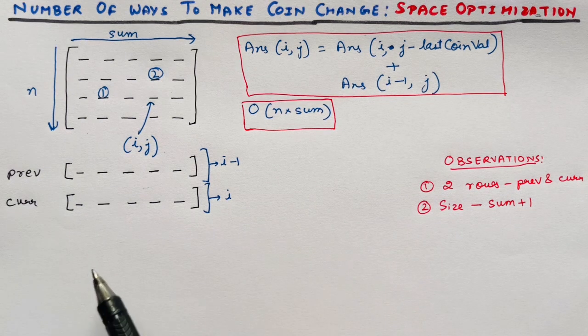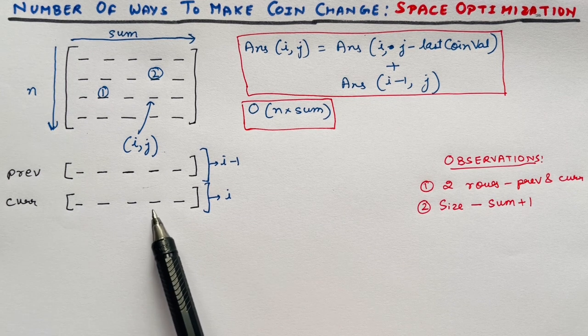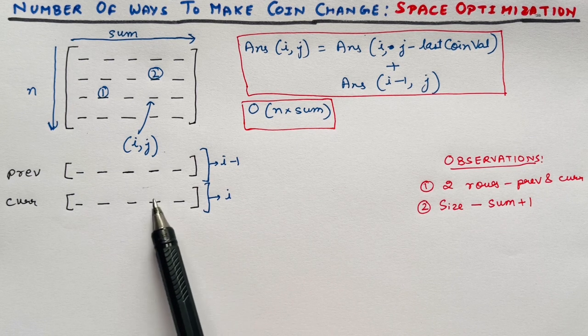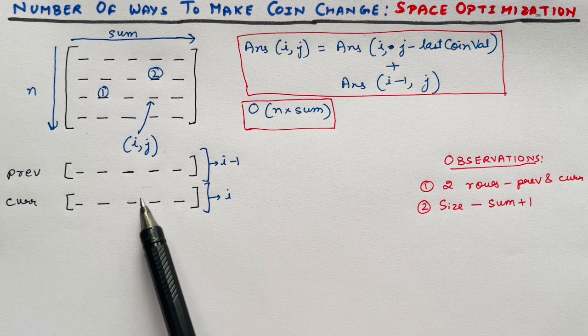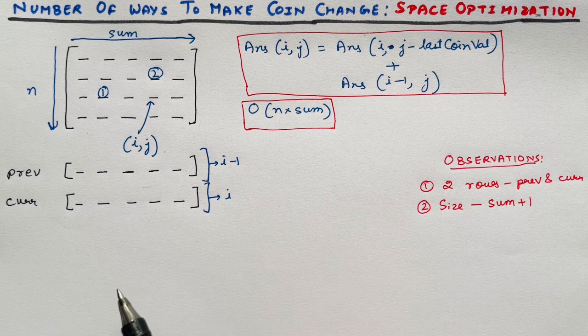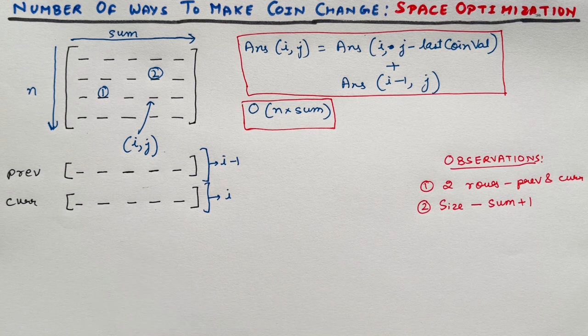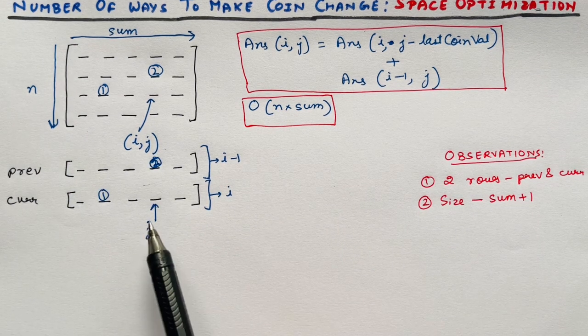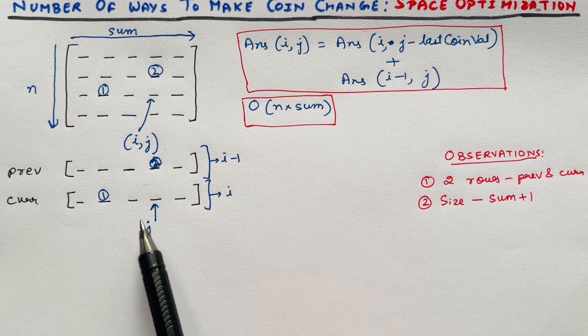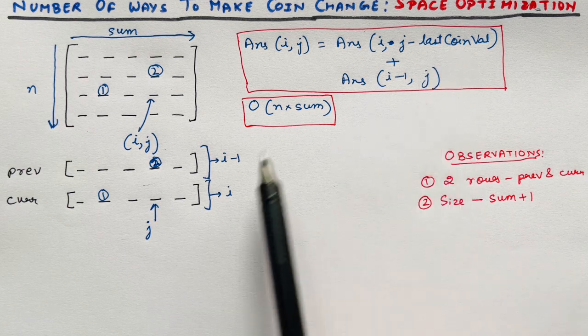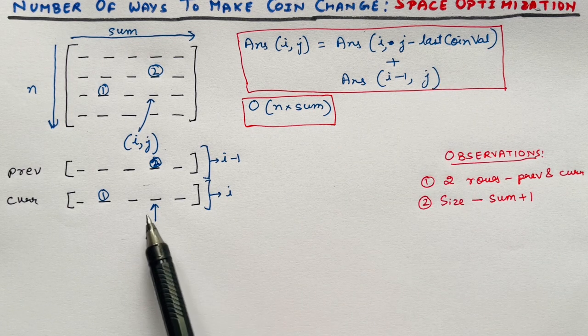Now let's see what every position in this row corresponds to. Every position would correspond to a sum equal to j using first I coins, and the value at every position will correspond to the number of ways of making sum equal to j using first I coins. So let us see how we will fill any position, let's say j, in this array. To fill the value at any position j here, we need two things. The first thing is the value at j minus last coin val using the first I coins. So where will that lie?